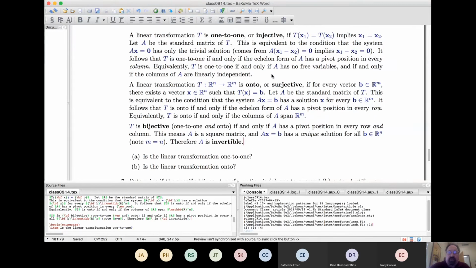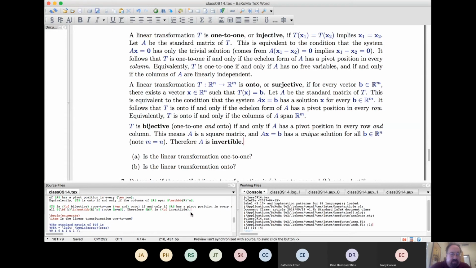These terms, injective, surjective, bijective, actually do not come up in the homework, but those of you who are math majors, if you deal with one-to-one and onto in a class like modern algebra, you're going to come across these terms. So I wanted to make you aware of them.